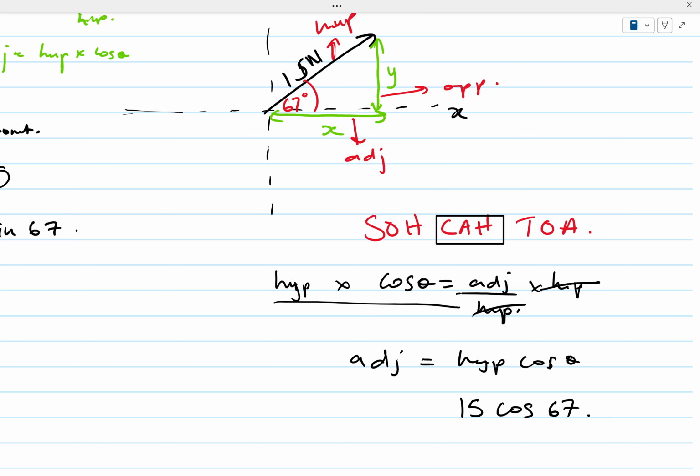Let me erase this line. But yeah, does that make sense now? Was it Shanique who was asking?